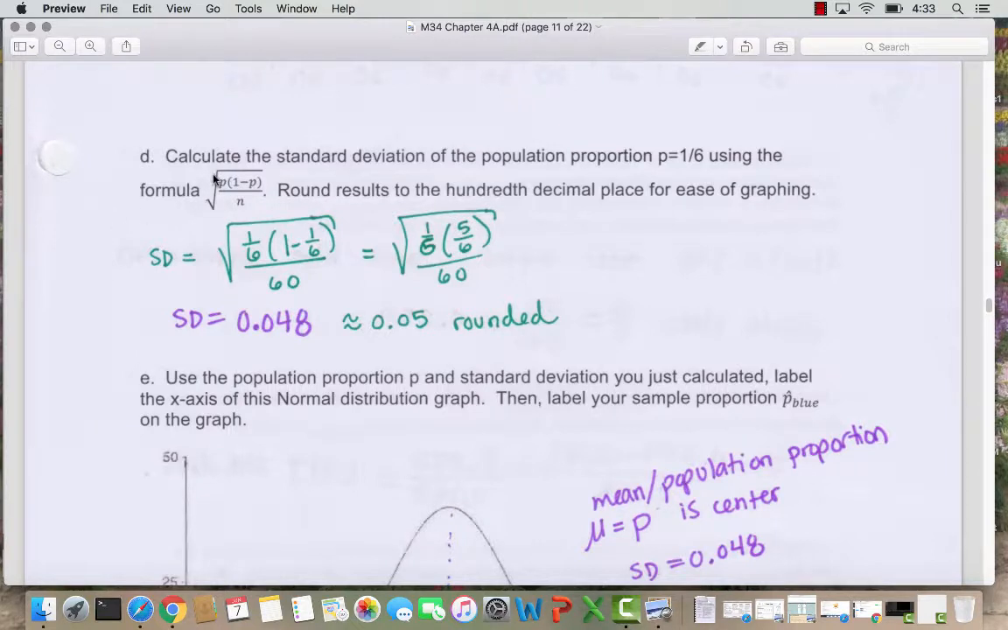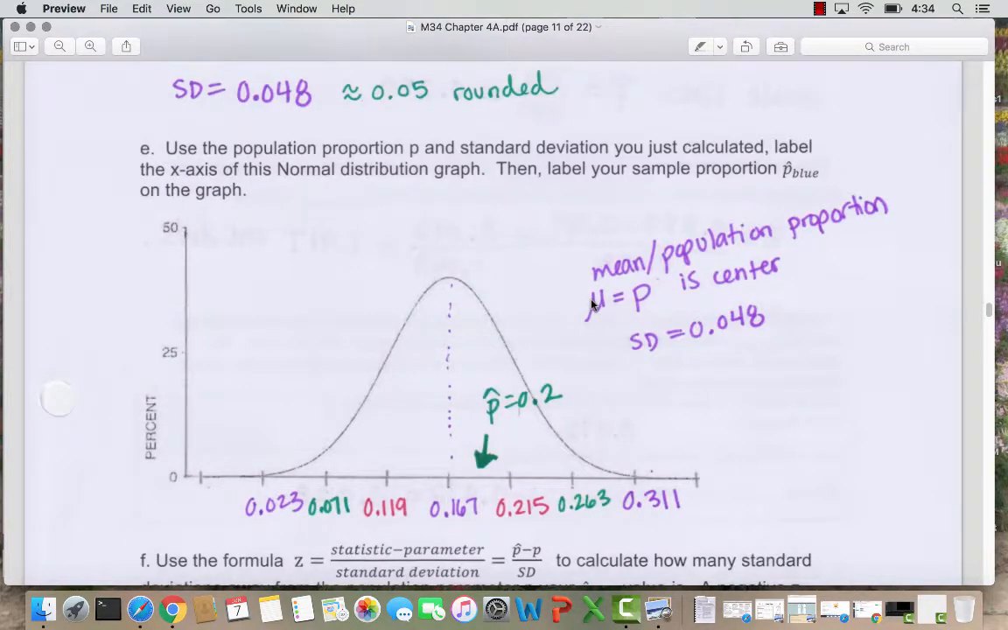So using the fact that the population proportion is 1/6 and that our sample size n is 60, we can calculate the standard deviation. So the standard deviation here is 1 out of 6, and then we're going to multiply that by 1 minus p, which is going to be 1 minus 1 out of 6, or 5 out of 6 here. And then we divide that by the sample size 60 and take the square root at the end. So we get our standard deviation here is about 0.048, or if we round it to the hundredths place, that would be 0.05 rounded.